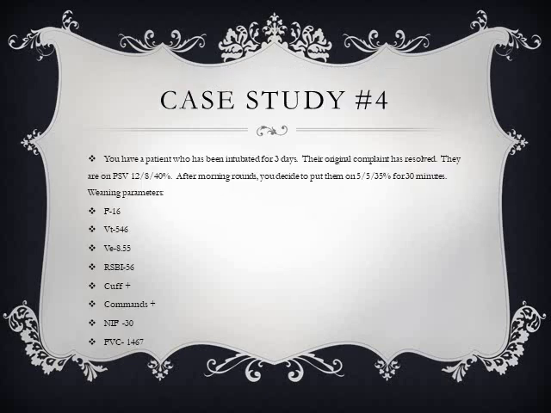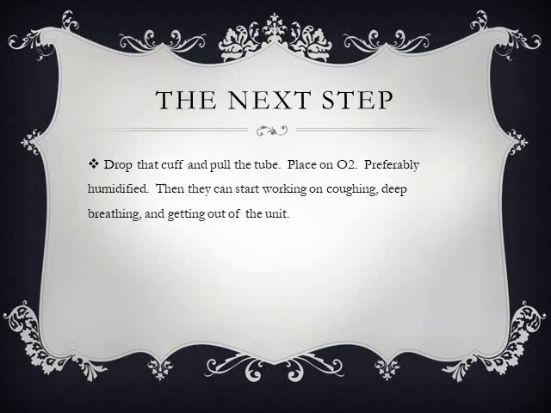So number 4, we have a patient who's been intubated for the past 3 days. The original complaint has resolved, so they're currently on pressure support 12/8 at 40%. After morning rounds, you're going to put them on an SBT 5/5 for 30 minutes. We get weaning parameters, and here's what we got. What do you think we should do?